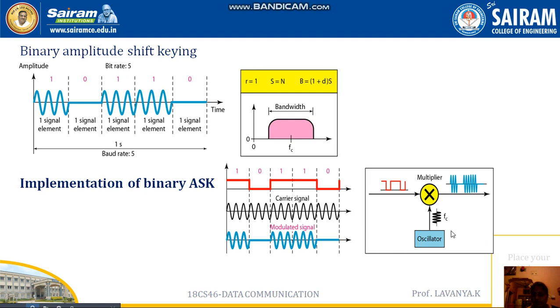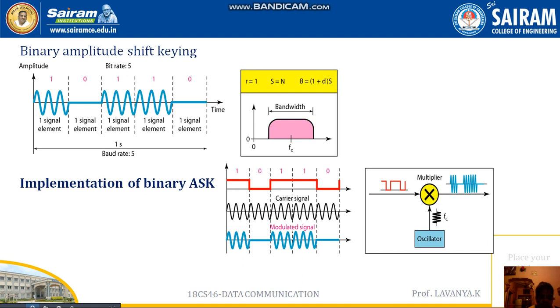Then see how, practically, this output is going to be generated, how it is going to happen. With the help of this oscillator, the digital value is going to be multiplied with the carrier signal. I'll tell you how.